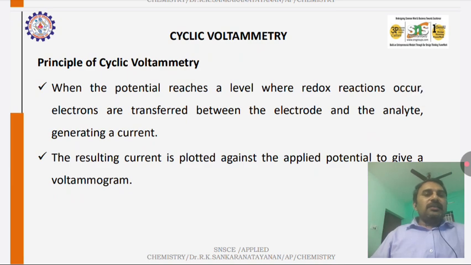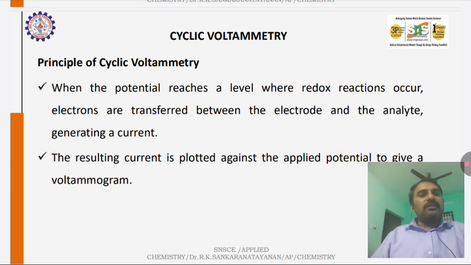Especially when the potential reaches the point where the redox reaction occurs. For example, as I said, ferrous will get oxidized once that potential is reached, and the electron is transferred from one electrode to another through the electrolyte. In cyclic voltammetry, we keep three electrodes: reference electrode, working electrode and counter electrode.